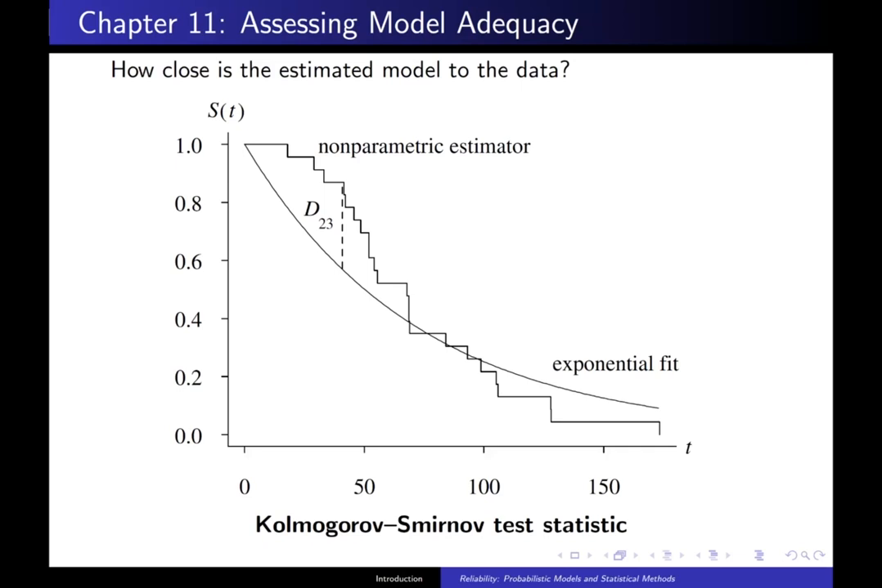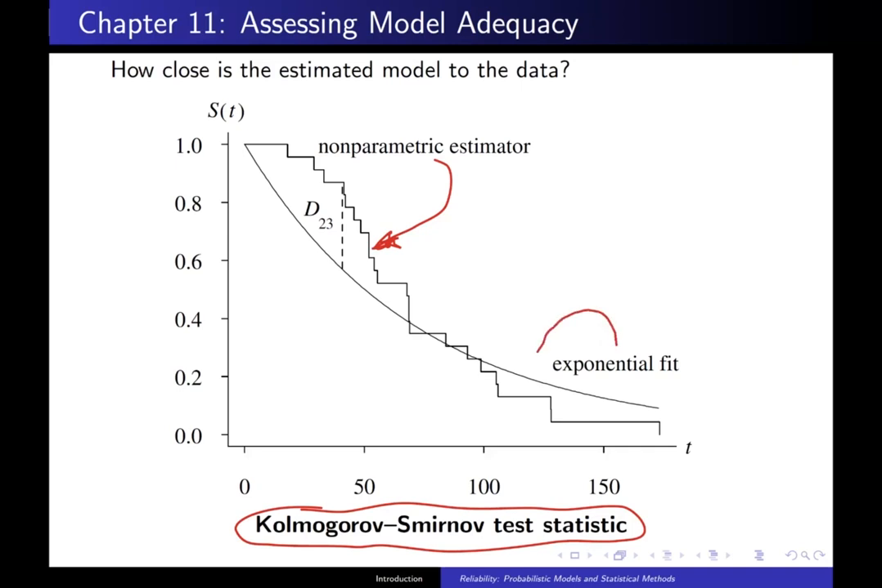Finally, Chapter 11, Assessing Model Adequacy, is basically goodness of fit tests. One popular goodness of fit test is called the Kolmogorov-Smirnov goodness of fit test. And the Kolmogorov-Smirnov test statistic is the largest vertical distance between the non-parametric estimator, and this is back to the ball bearing failures again. There were 23 ball bearing failures. We watched all of them occur, which means this non-parametric estimator simply drops by 1/23 at each data value. And the smooth curve here is the exponential fit to that data set.